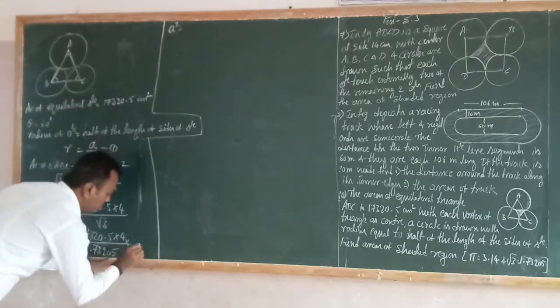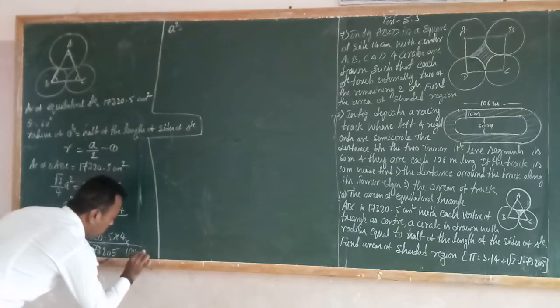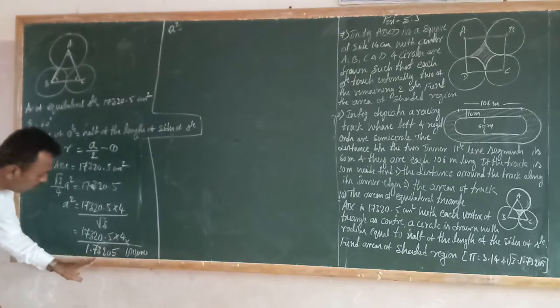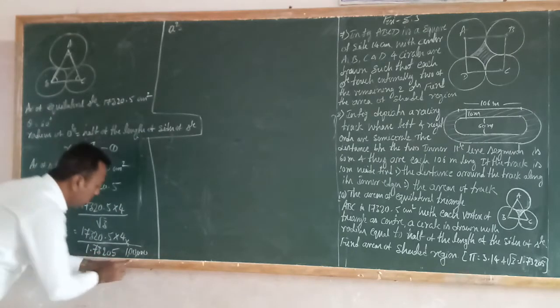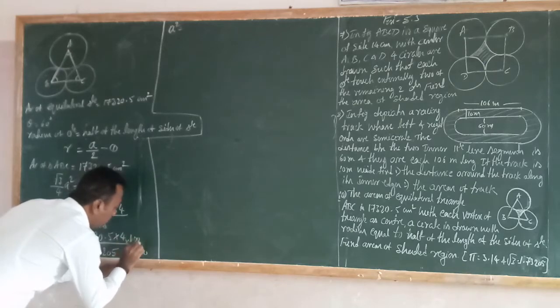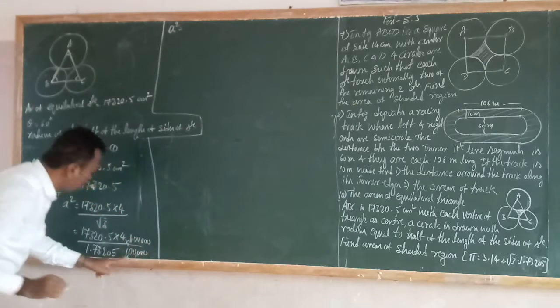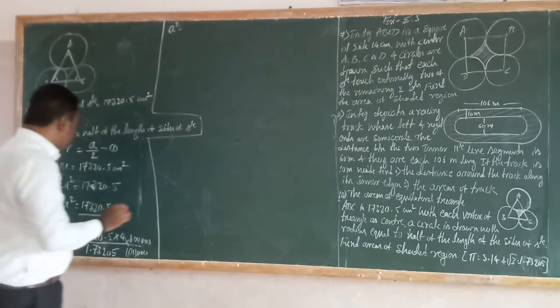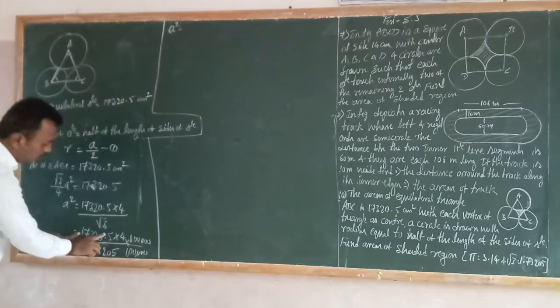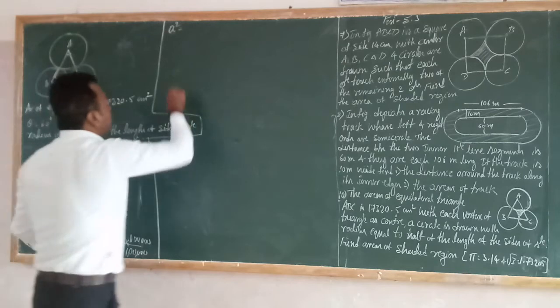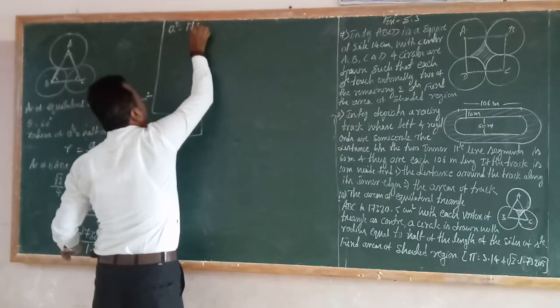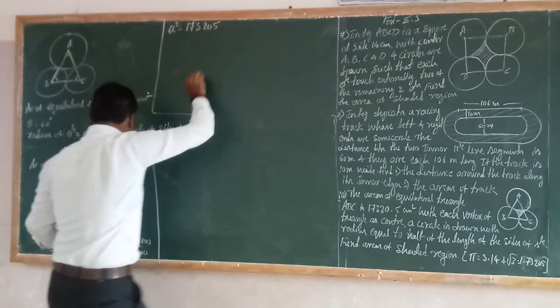Because in the decimal part, how many digits are there? 5 digits are there. Therefore we should multiply by 1 lakh. So here also we should multiply by 1 lakh. Okay, 5 digits are there, that's why. So it becomes the point you should move 5 digits. Already 1 digit is there, so it becomes 17,320.5 with the remaining 4 digits.